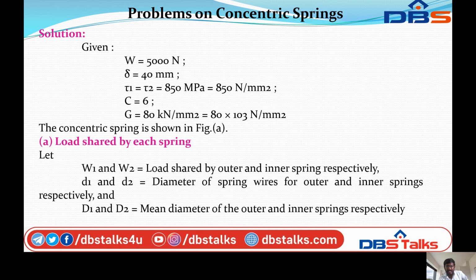So first of all, we can calculate the load shared by each spring. Let W1 and W2 be the load shared by the outer and inner spring respectively. Small d1 and d2 are the diameters of the spring wire for the outer and inner springs respectively, and capital D1 and D2 are the mean diameters of the outer and inner springs respectively.